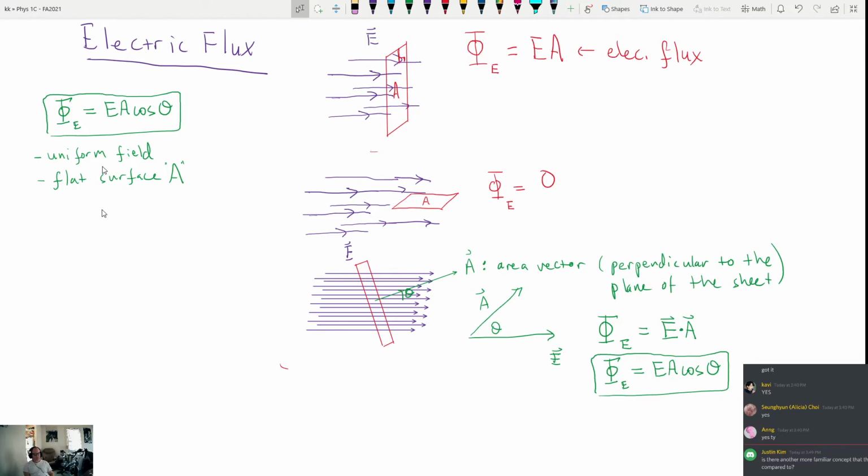Yeah, Justin, sure. Now that we've defined what it is, I'll definitely compare it to something else, if that's okay with you all.